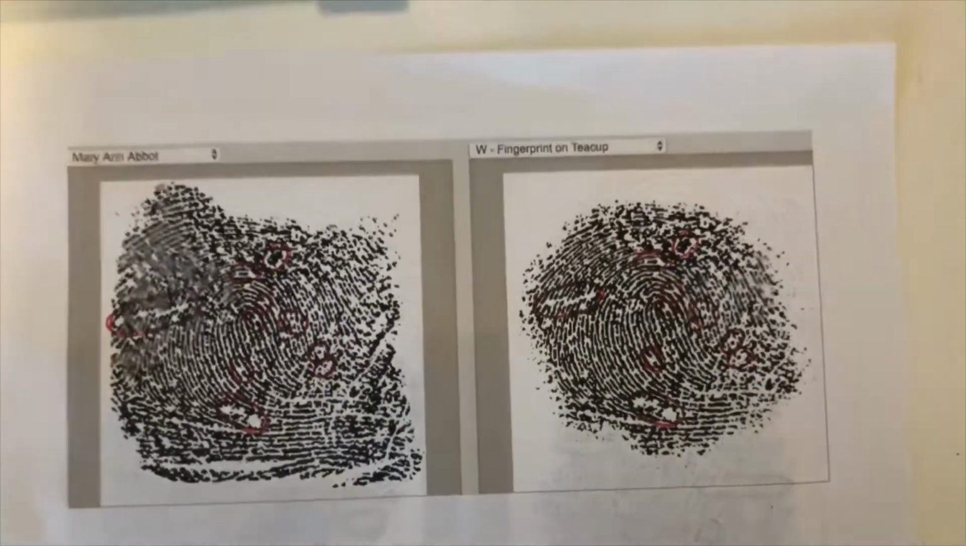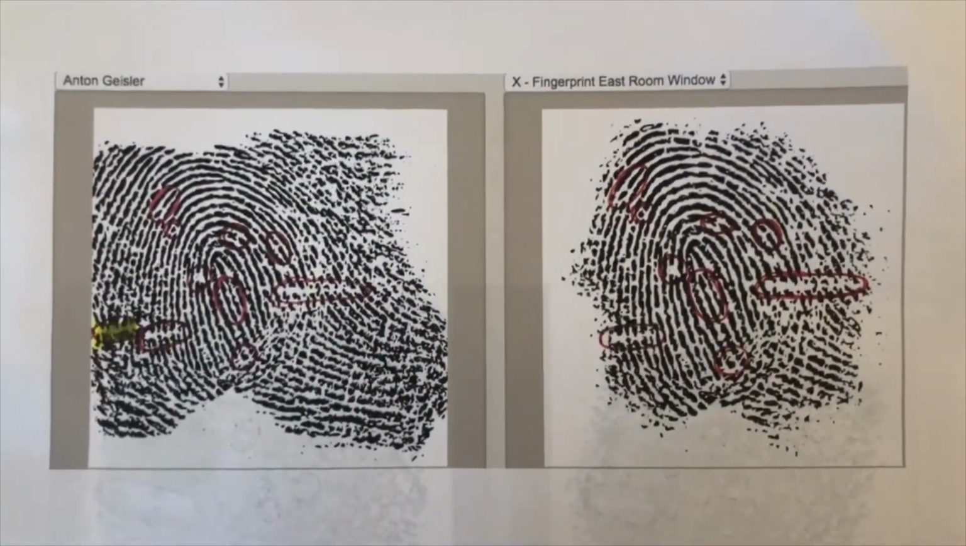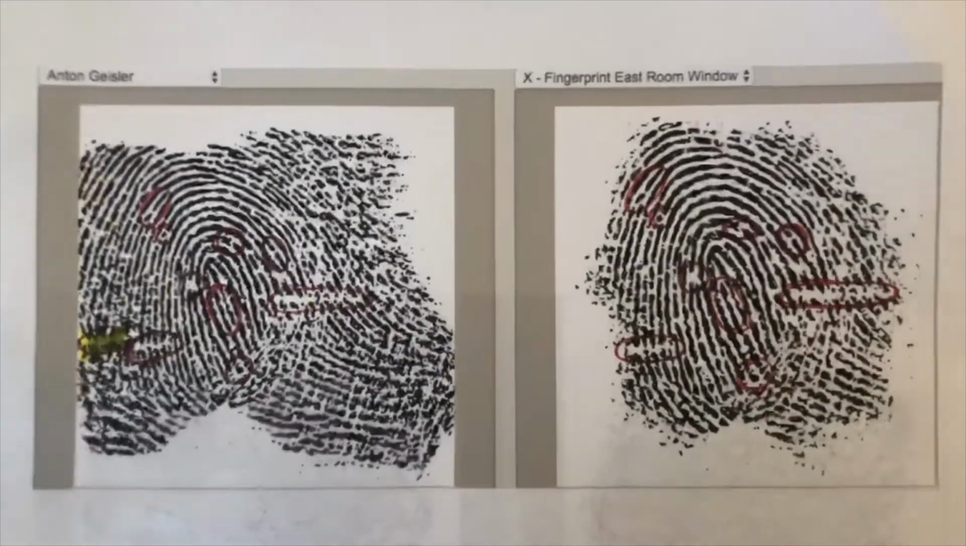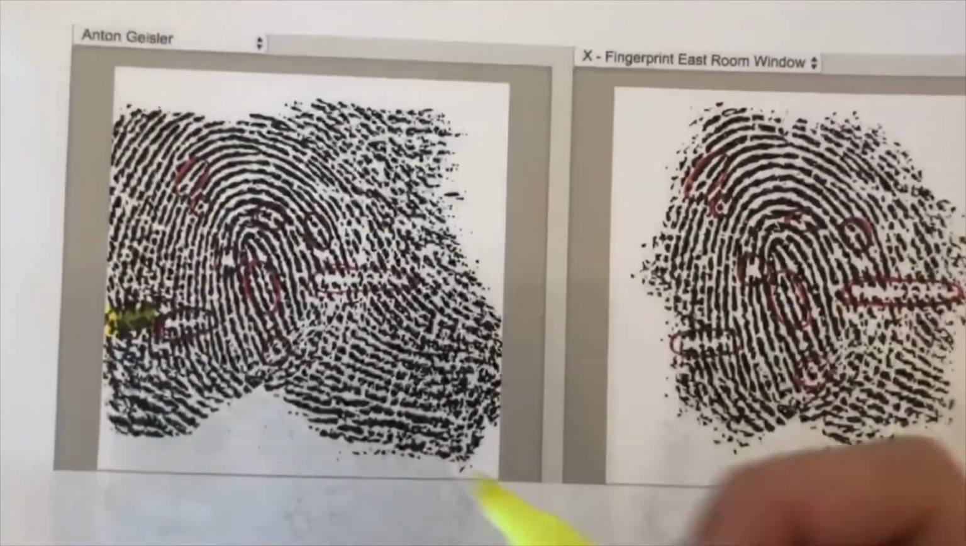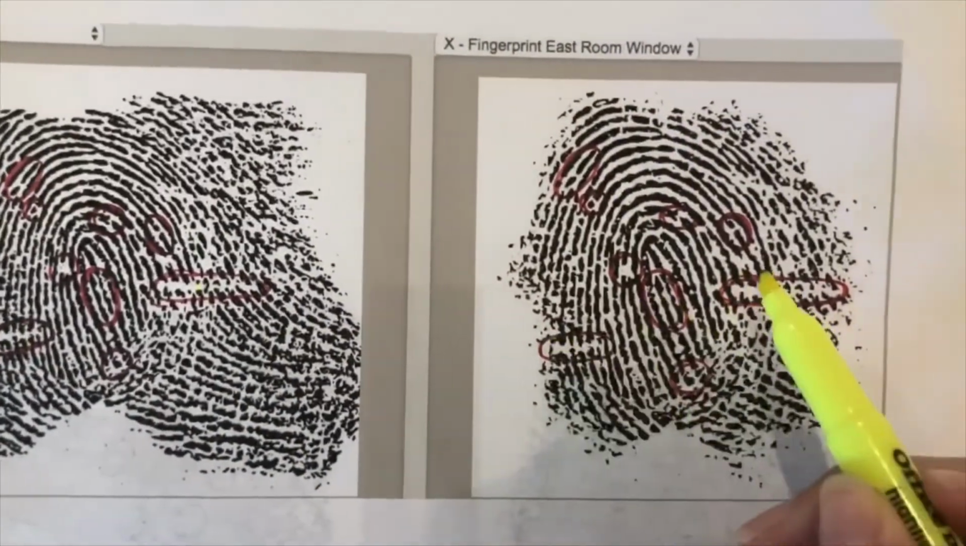So these two are comparable. Anton Gessler's left thumbprint is comparable to the fingerprint found on the east room window. They are both radial loops, and on top of that, they have two matching scars, one here and a longer one here, found here and here.